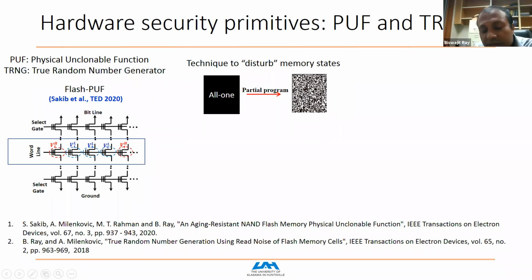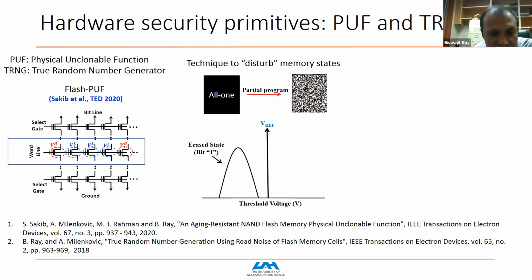And this is an unclonable signature, and every chip will have a different signature. This random image will be different. But for the same chip, if you use the same location, memory address, you will get exactly the same signature. This work, you can see, is published in TED.